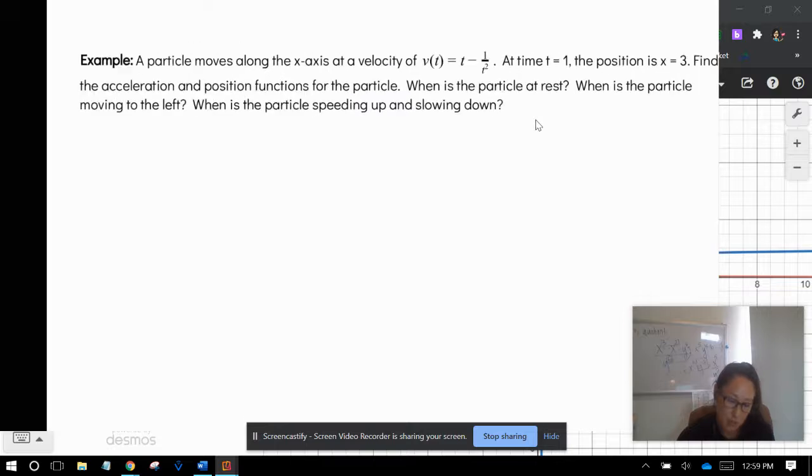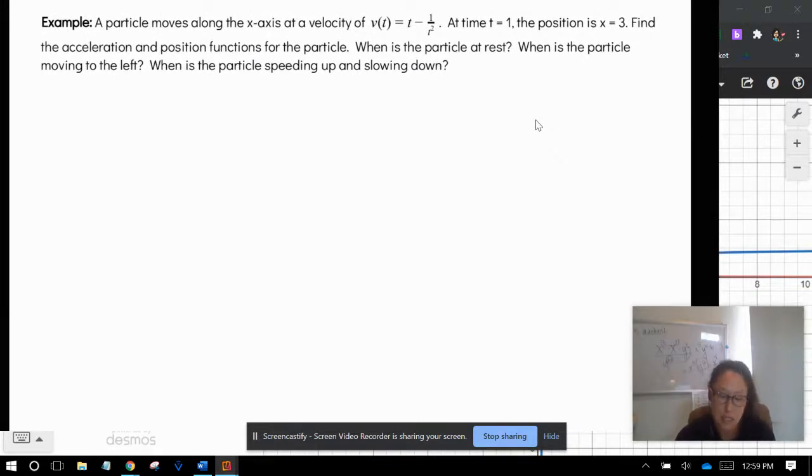A particle moves along the x-axis at a velocity of v of t is equal to t minus 1 over t squared. At time t equals 1, the position is x equals 3. Find the acceleration and position function for the particle. When is the particle at rest? When is the particle moving left? When is the particle speeding up or slowing down?